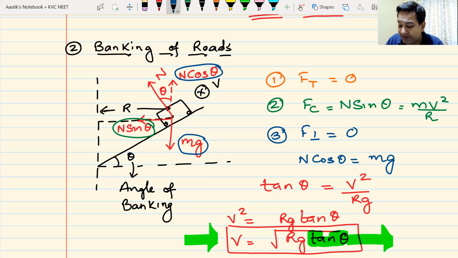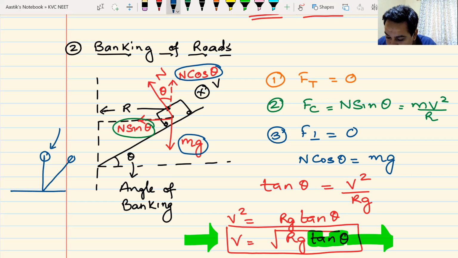I'm just going to draw a simple diagram. This is your road. It is not banked. There is no friction. And this is your bike. When you are not bending, your bike is like this. mg goes down, normal reaction goes up. But when you bend, what happens then? If you bend like this, then your normal reaction goes here.